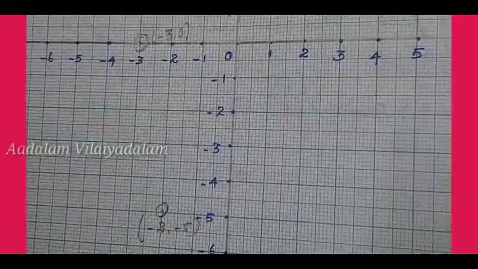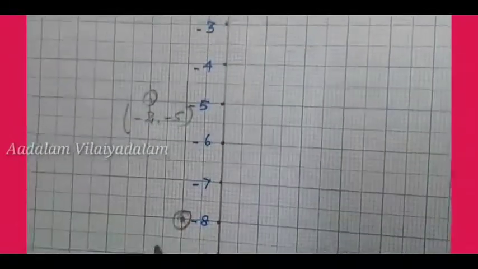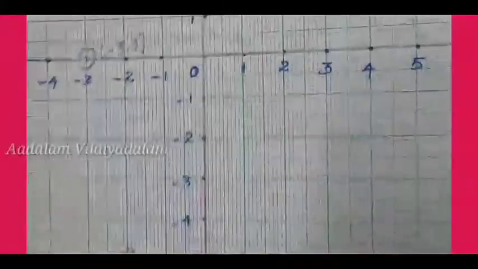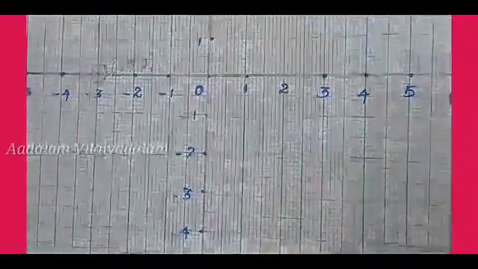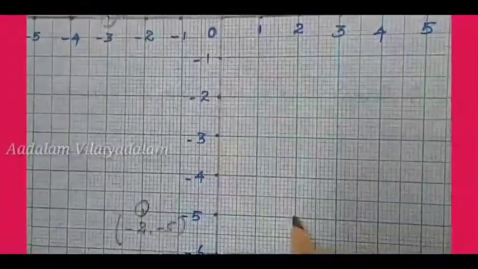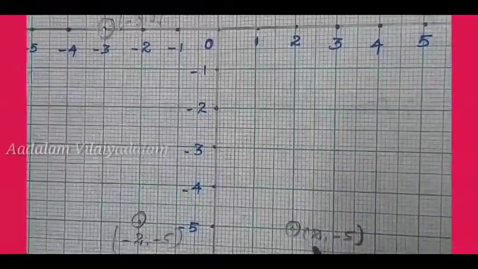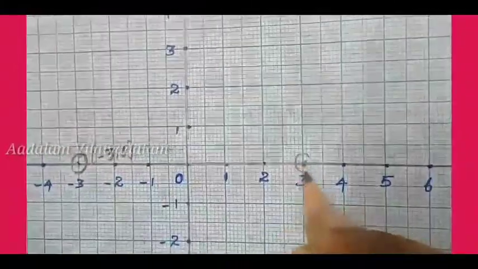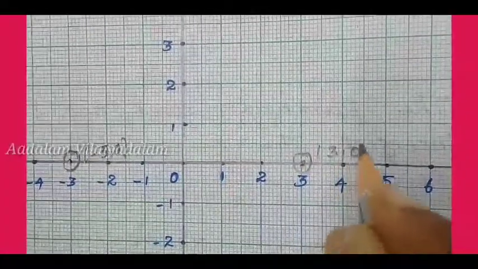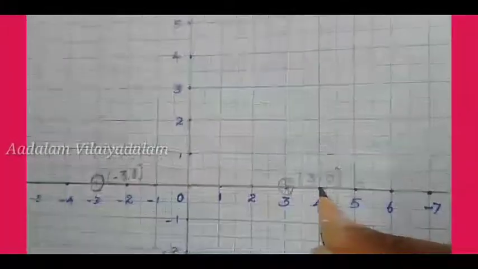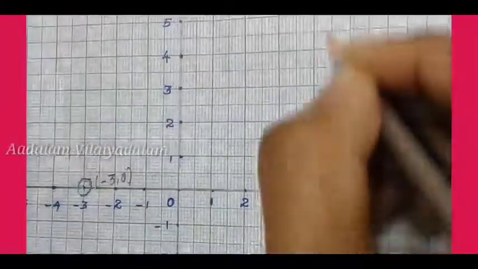Minus 1 comma minus 8. This is minus 1, so minus 1 comma minus 8. Next, 2 comma minus 5. So this is the 2 on the x axis, 2 comma minus 5. Three comma 0. So this is 3 comma 0. 4 comma 7. So 4 comma 7, x axis 4, y axis 7 here.